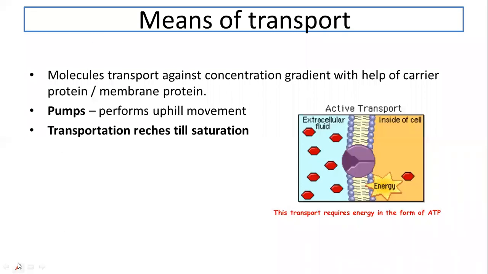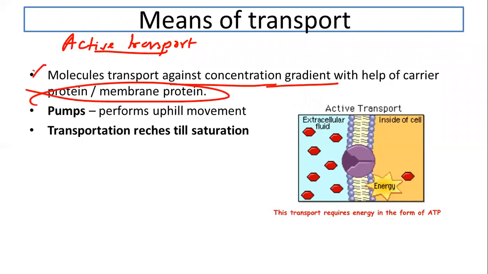Okay, this is about active transport. In the earlier slide we saw what passive transport is. Here we'll be talking about active transport. During active transport, molecules are transported against the concentration gradient with the help of a carrier protein, or you can say a membrane protein. That is the difference between active and passive transport. Passive transport will not work against the concentration gradient, whereas active transport will work against it.